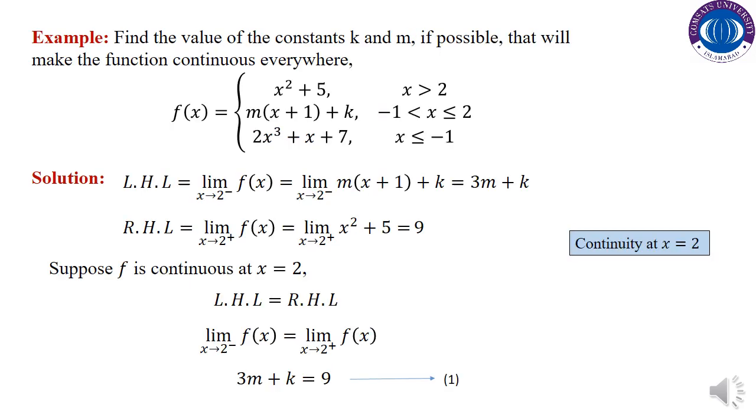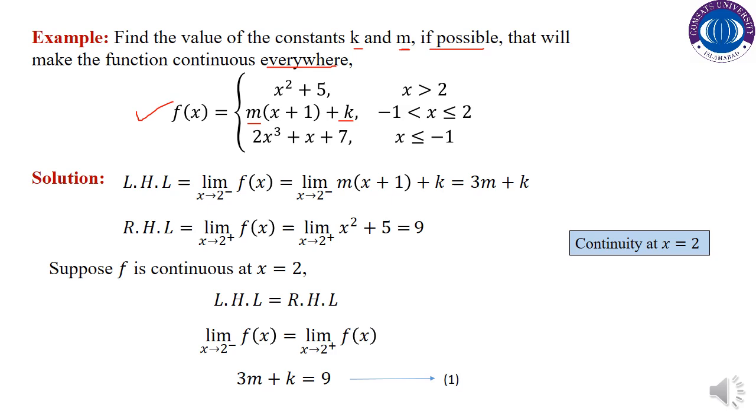In this example, find the value of the constant k and m if possible, that will make the function continuous everywhere for this function f. अच्छा, अब इस फंक्शन में आपके पास तो कांस्टेंट हैं अननोन m and k. We have to find the values of these constants in such a way that it makes this function continuous function at every point. अच्छा, यहाँ पे हम कॉन्सेप्ट ऑफ कॉन्टीन्यूटी यूज़ करेंगे.